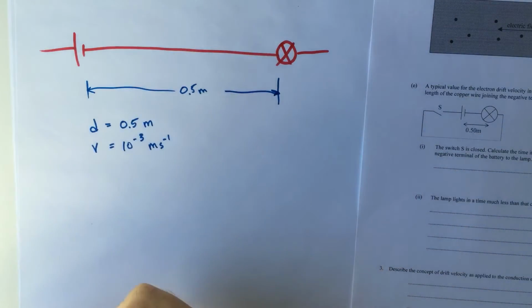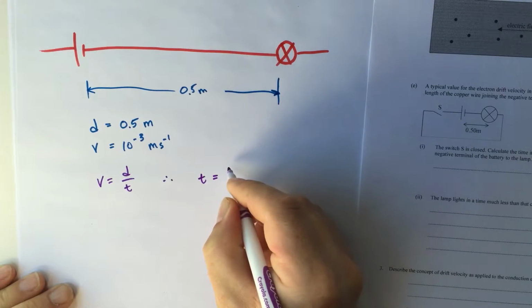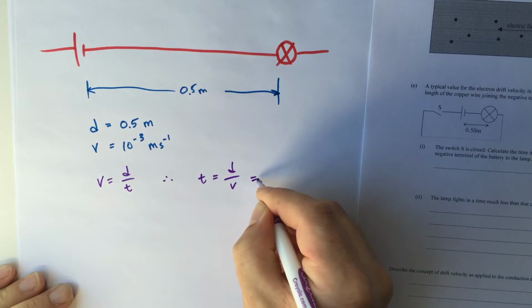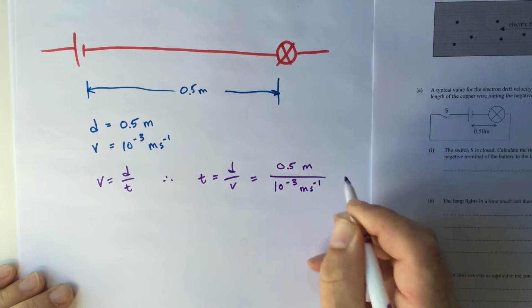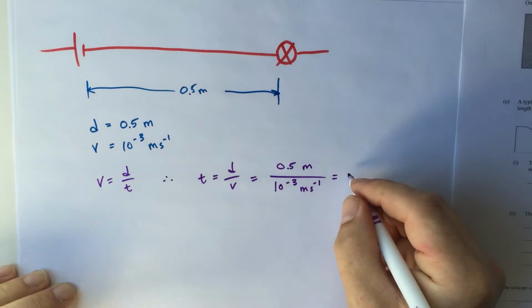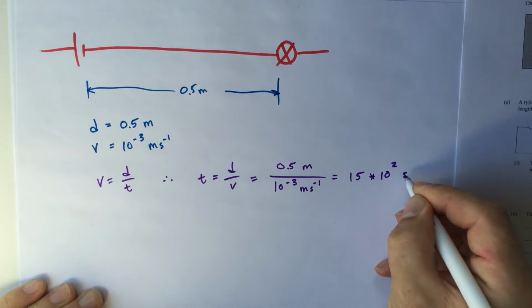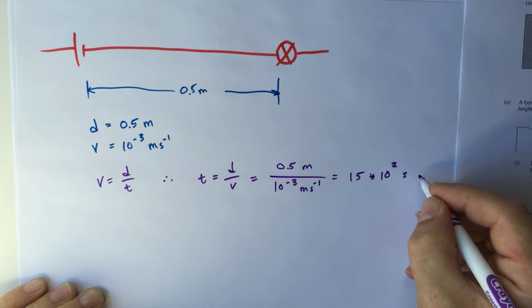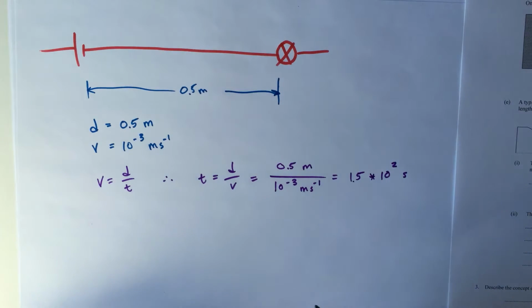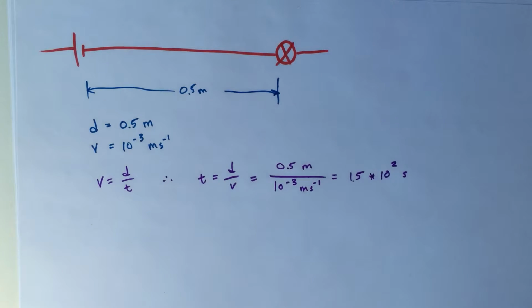How long is this going to take us? Well, velocity is equal to distance divided by time, therefore time is equal to distance divided by velocity, and we have a distance here of 0.5 meters and a velocity of 10 to the negative third meters per second, and we end up with 1.5 times 10 to the 2 seconds. No. Hold on. Next up.